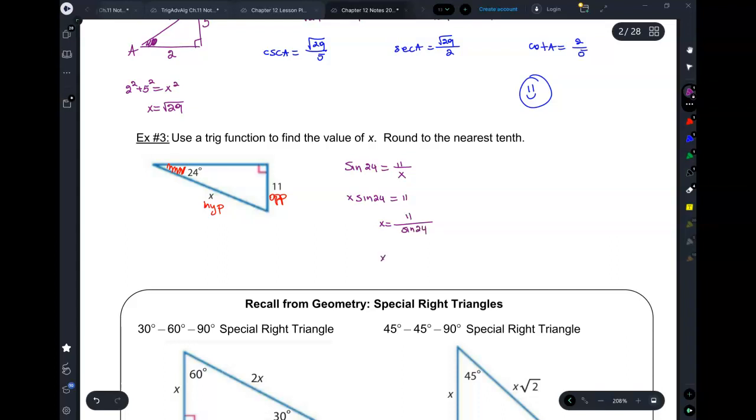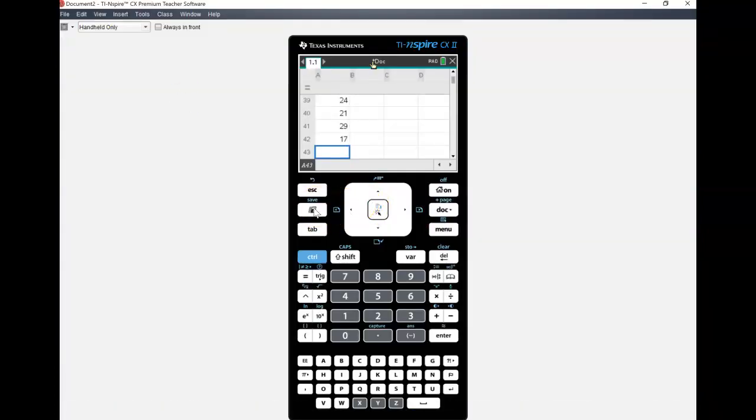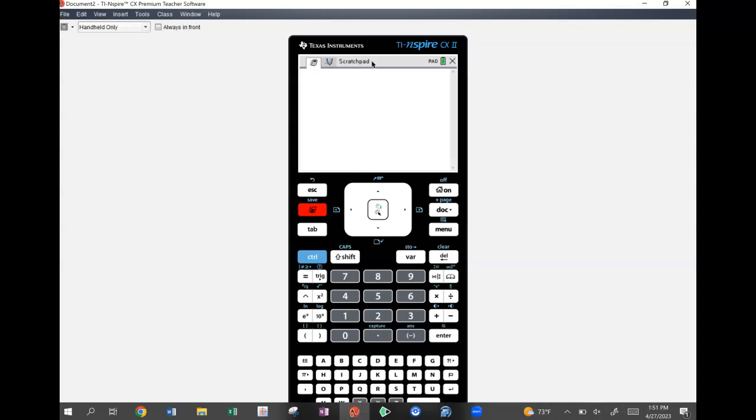Okay, go ahead and take out your calculators, please. Will we ever have to know how to solve sine out of calculator? Yes. Yes to all.